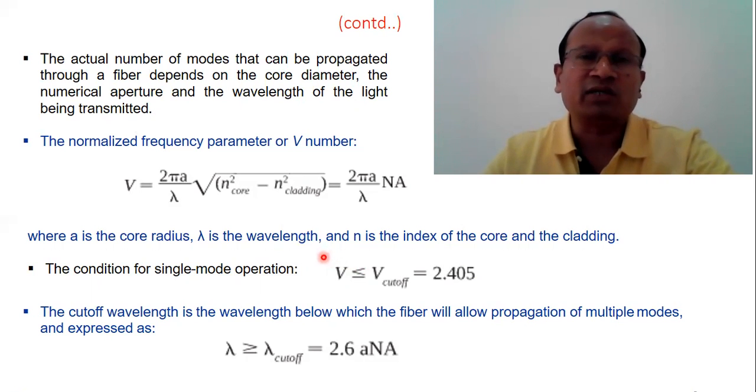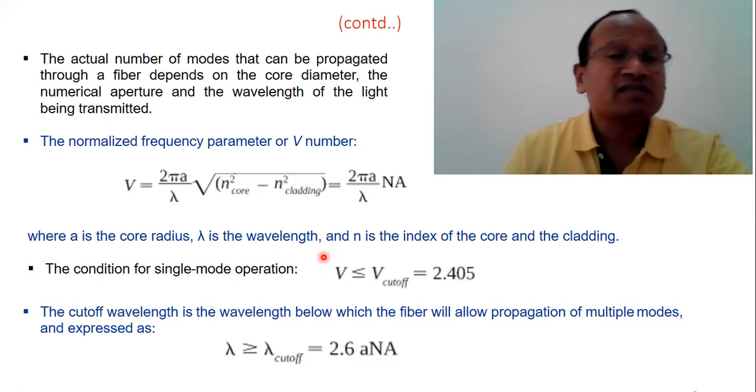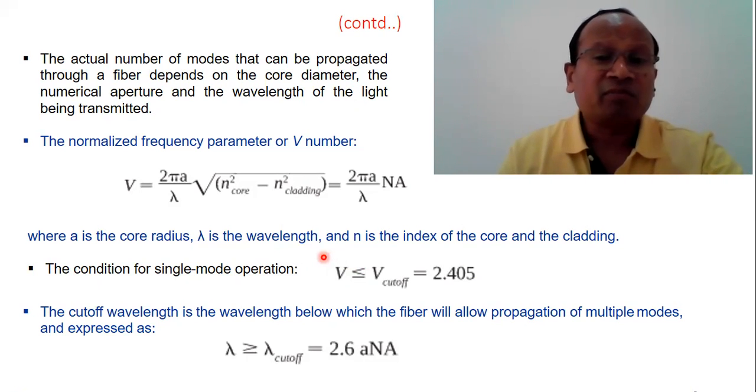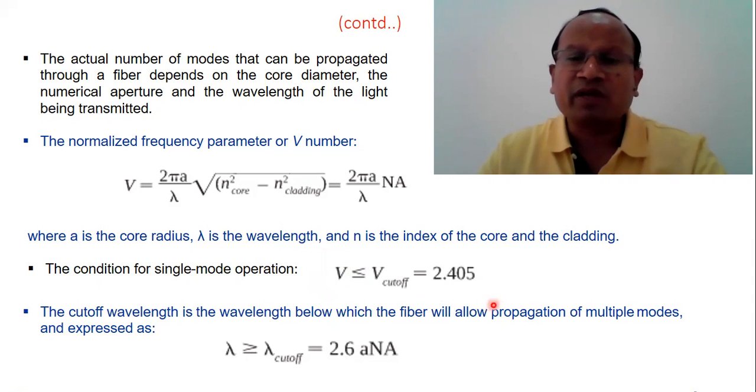2.4 is the cutoff value, and the V number is supposed to be less than that for single mode operation. Otherwise, it will be multi-mode. Cutoff wavelength is the wavelength below which the fiber will allow propagation of multiple modes, and it is expressed as this one.